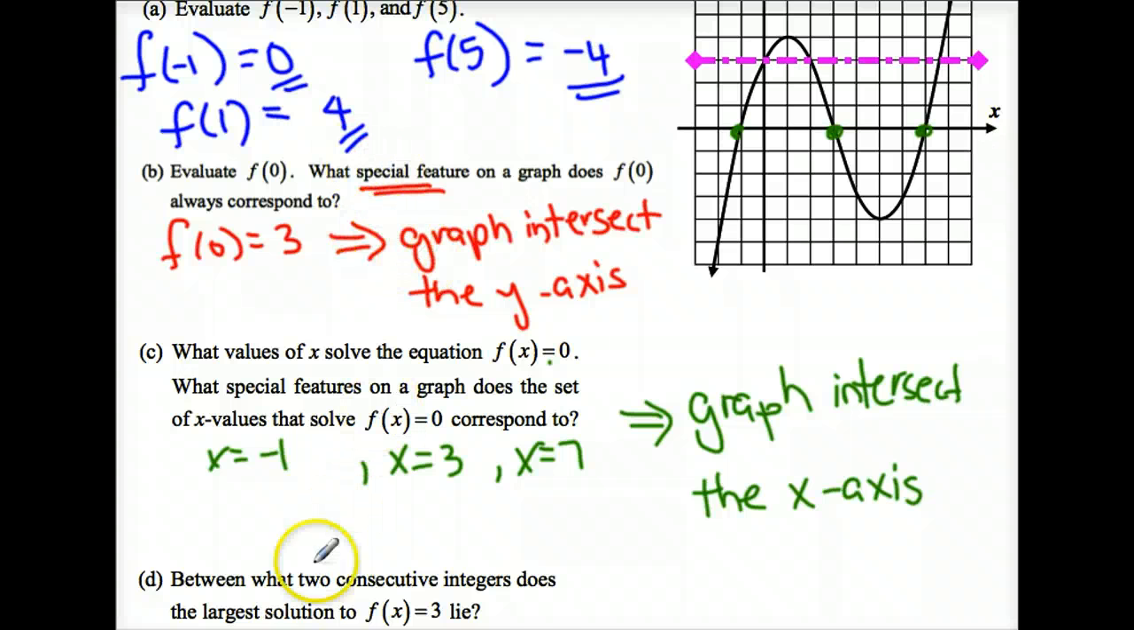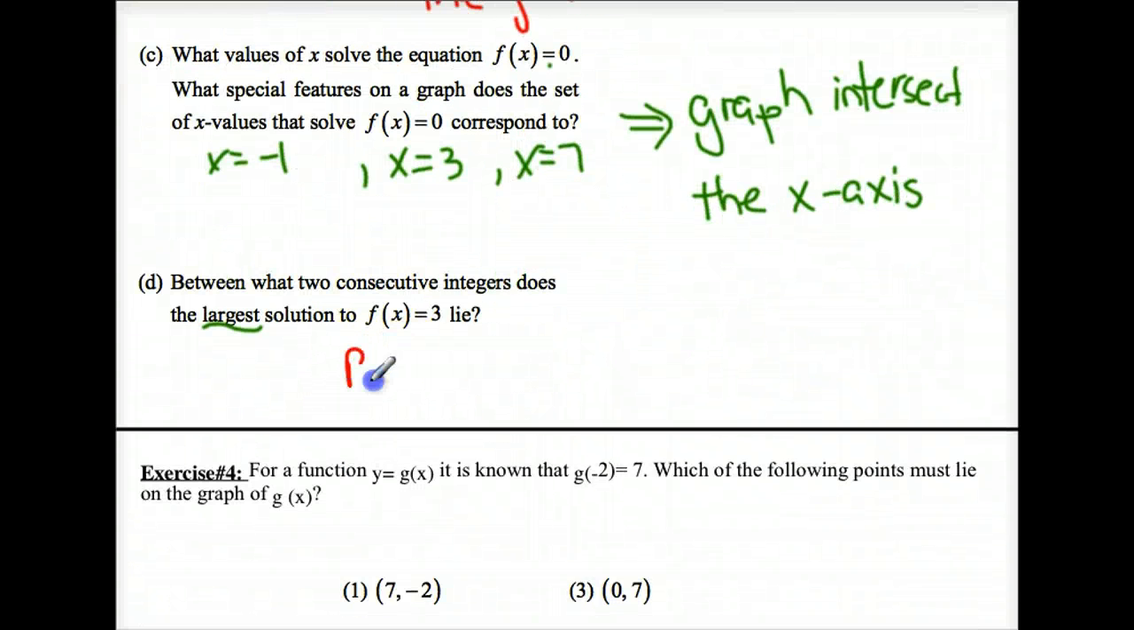So I want to find between what two consecutive integers the largest solution lies. The largest solution is always the one farthest to the right, which is right here. So between what two numbers? It's going to be between this number right here and this one here. So let's see what that is. This is 0, 1, 2, 3, 4, 5, 6, 7, and 8. So the largest is going to be between 7 and 8.